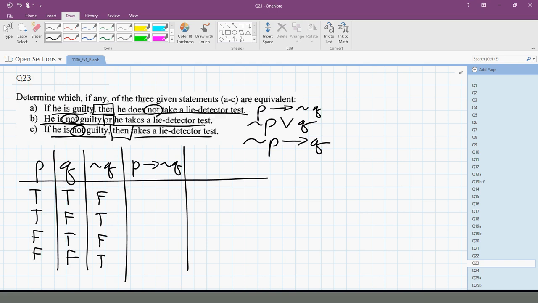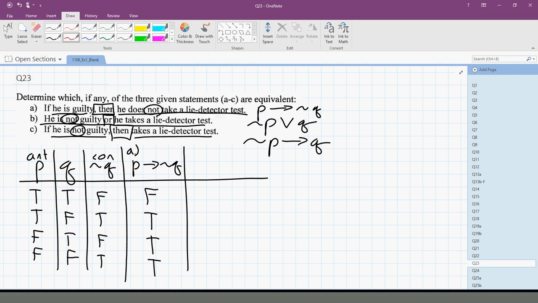Who is the antecedent? P. Who is the consequent? All right, it's only false when P is true and the negation of Q is false. So my first guy is true, false, so that is false. That's our false case. True, true is true. False, false is true. False, true is true. So this is what A is.